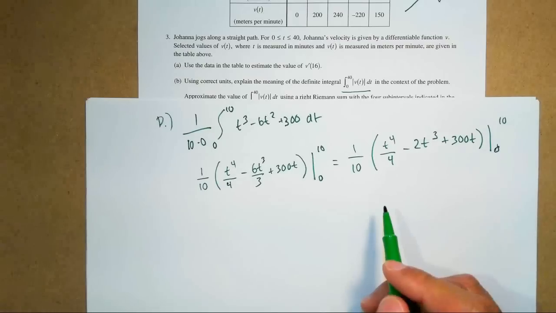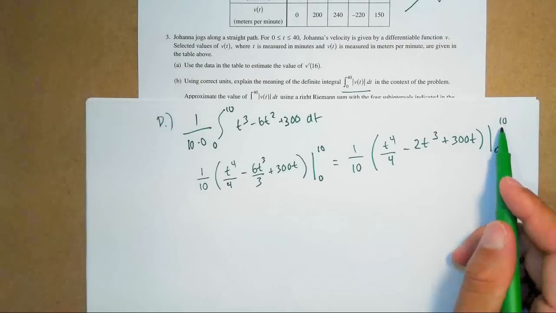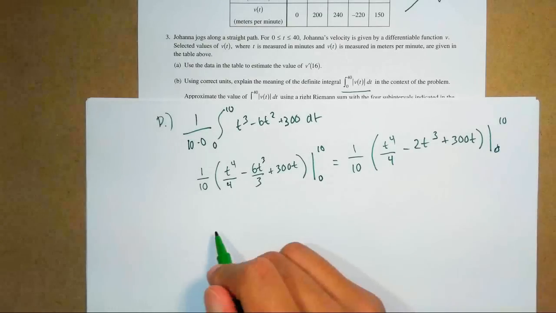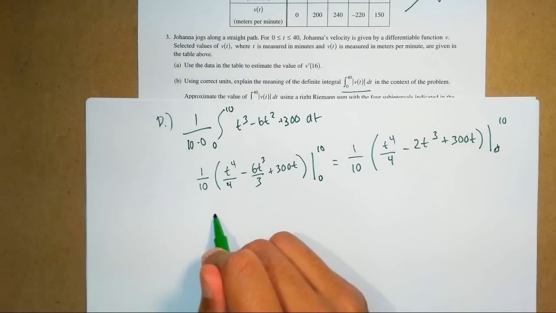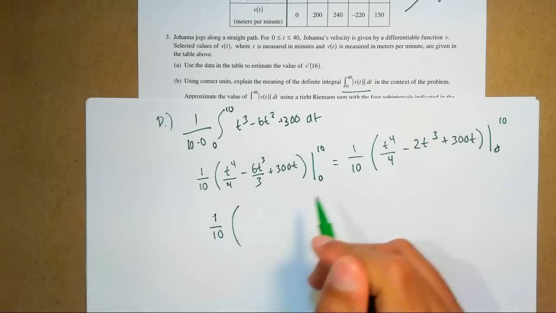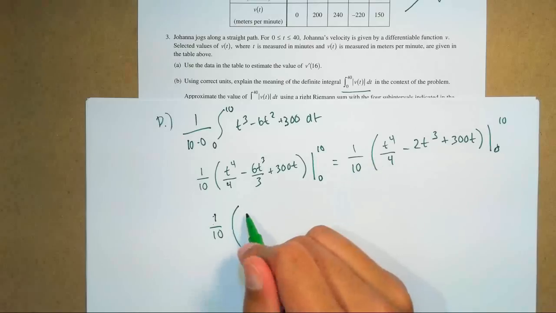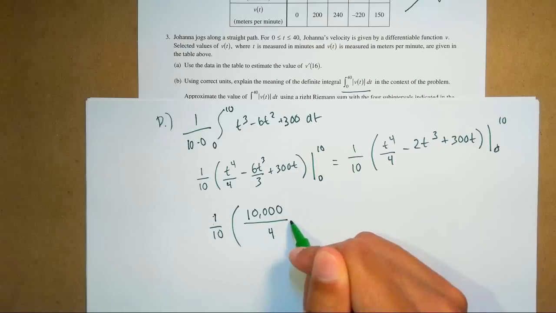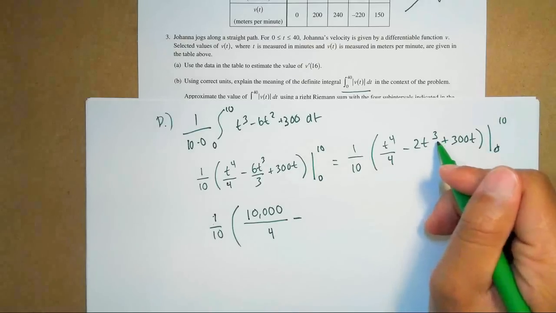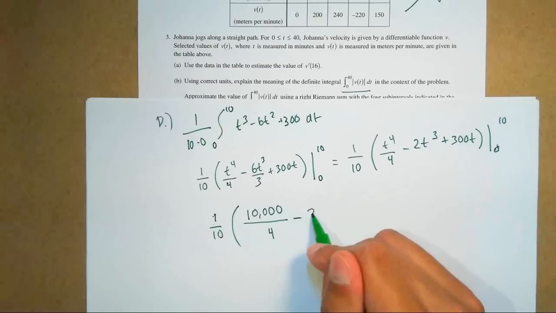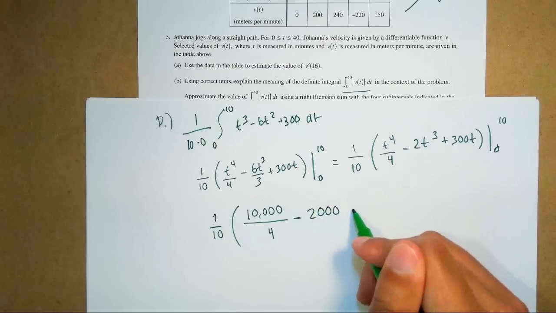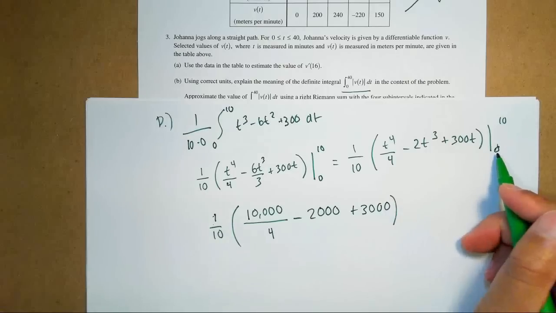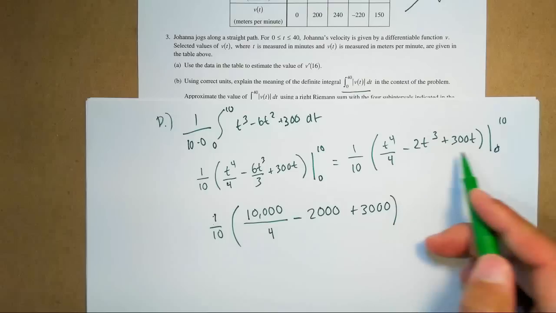The one thing I want you to notice is I have to plug in the upper bound, of course, but when I plug 0 into all of it, it's going to cancel out. So I'm not going to plug that in. When I plug in 10, this is what I get: 1 over 10, that's a constant, leave it on the outside. 10 to the 4th is 10,000 over 4, minus 10 cubed is 1,000, 1,000 times 2 is negative 2,000, plus 300 times 10, which is 3,000. Once again, I'm not going to plug in 0 because everything is just going to cancel out. So I'm only plugging in 10.